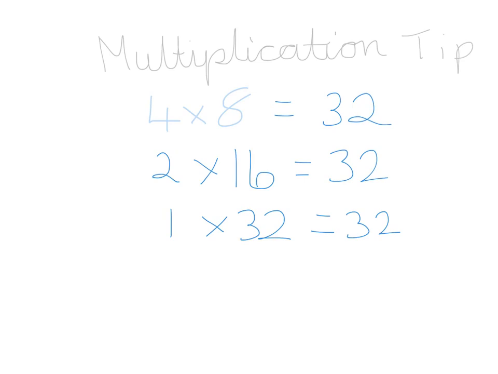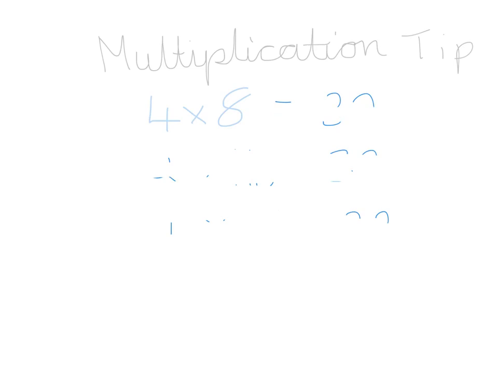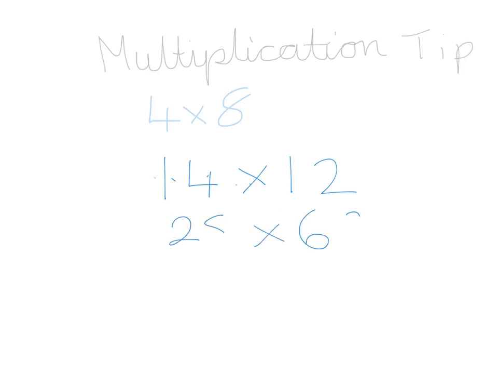You can use this even with larger numbers. So let's just erase what we have here. What if you had 14 times 12? Okay, then I can half one and double the other and I'll still get the same answer. So let's half the 12 this time and double the 14. Half of 12 is 6. So then I have to double the 14, which is 28.